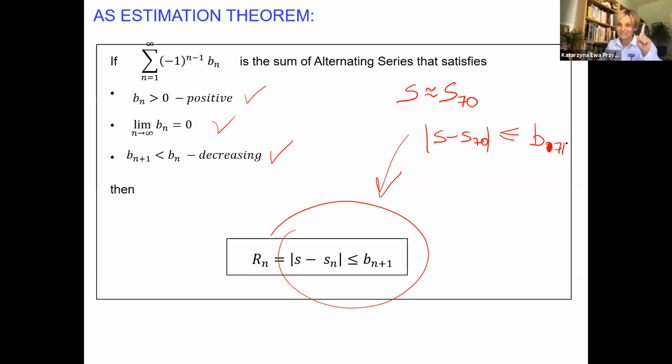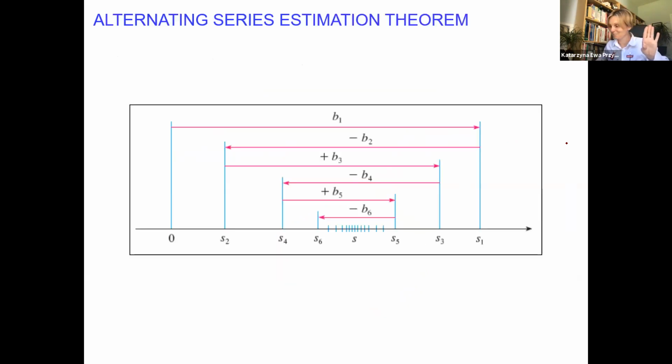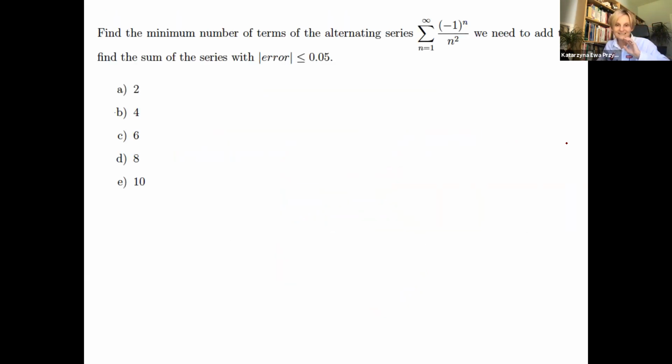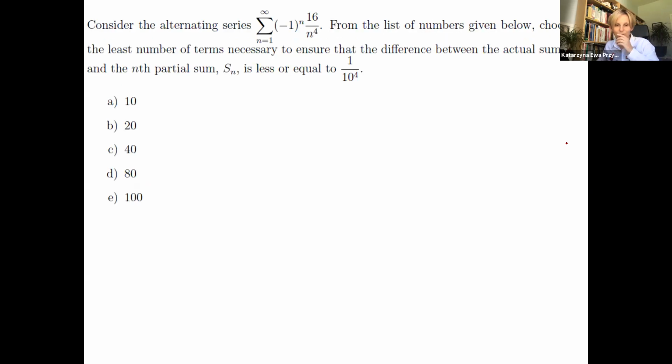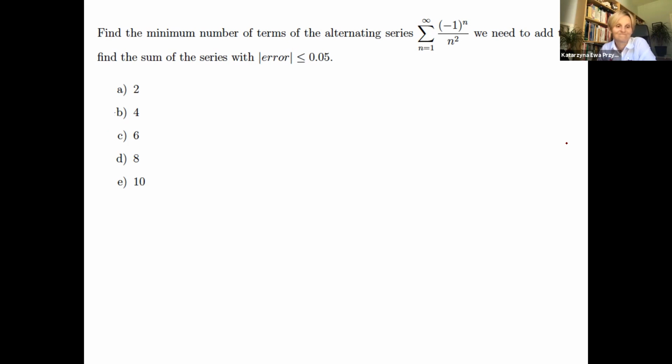Okay. Let's just do one question and we will be done. Let's pick an easy question. Okay, let's do this one. Find the minimum number of terms, we're looking for n, of the alternating series (-1)^n over n squared, which of course is convergent by AST. The minimum number of terms we need to add to find the sum of the series with the error less than 0.05.